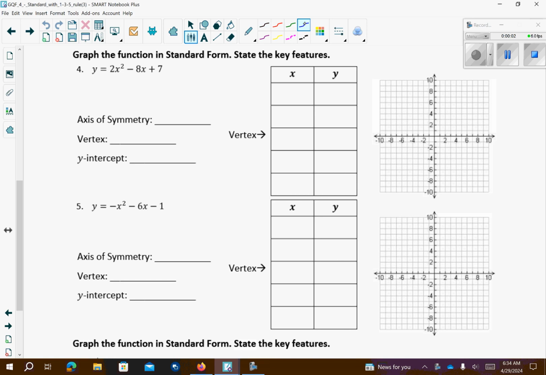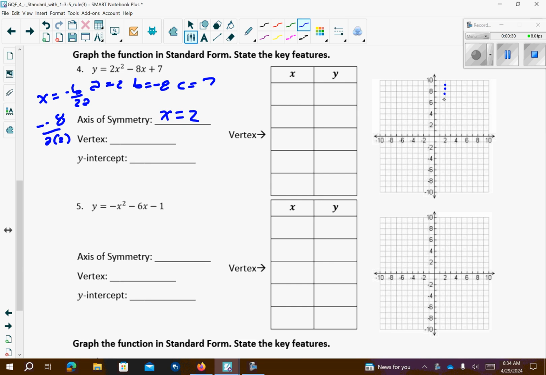CP Algebra 1, this is page 129 and 130. So let's go ahead and figure this out. We know our A value is 2, our B value is -8, our C value is equal to 7. So remember, we're going to use x equals negative b over 2a. So I'm going to get -8 over 2 times 2, which is going to give me 8 over 4, which is 2.